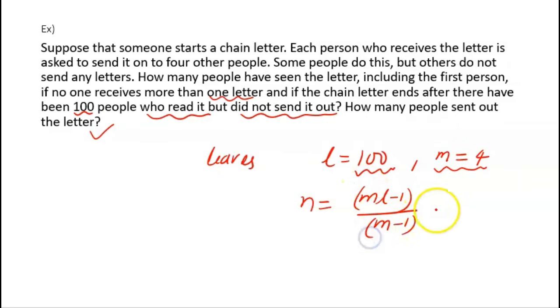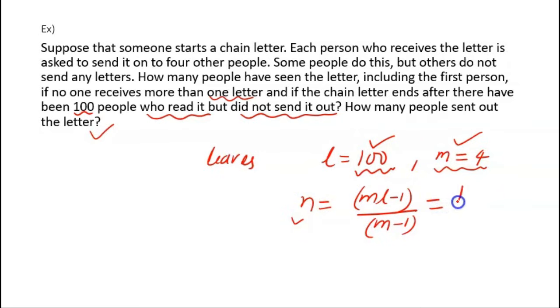This is the formula. Which formula did I use? I repeat it to avoid any confusion. The tree structure that we are considering is a 4-ary tree, because everyone is expected to send the letter to the next 4 people, and in the end 100 people received the letter but did not continue the chain, so these are the leaves. So if there is a full 4-ary tree and the total number of leaves is 100, then the total number of vertices will be given by this formula.